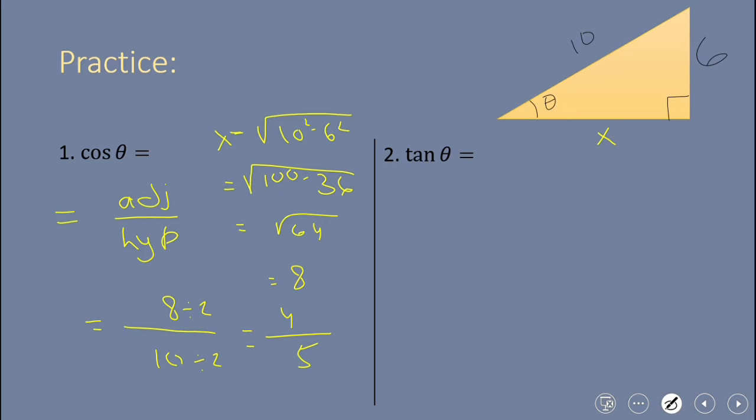The second question asks for the value of tangent theta. Tangent is the opposite divided by the adjacent. In this triangle, we have the opposite as 6 and the adjacent as 8, as we found in the previous question. So we're just going to substitute 6 divided by 8, simplifying the fraction by dividing both the numerator and the denominator by 2. We're going to get 3 over 4.